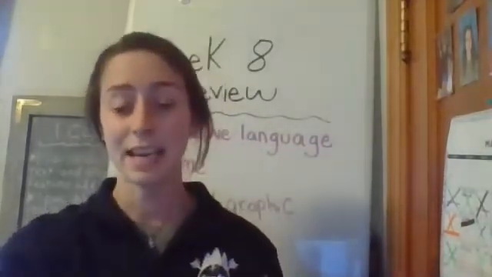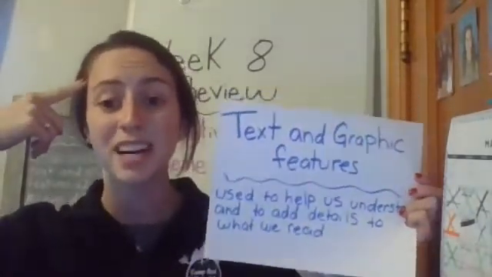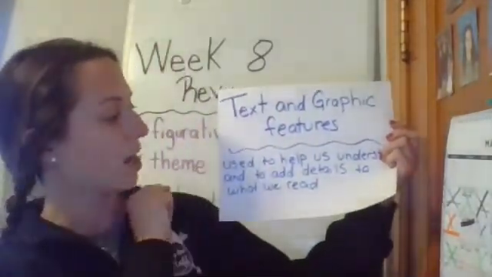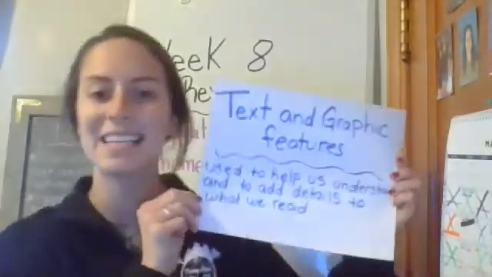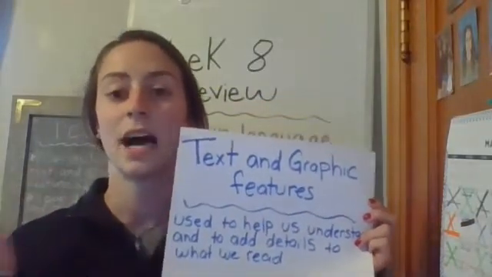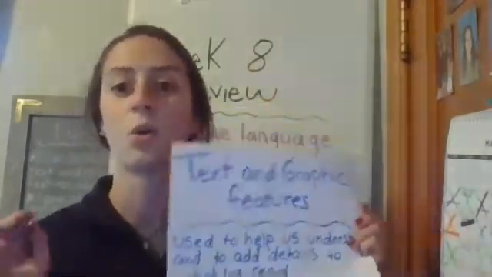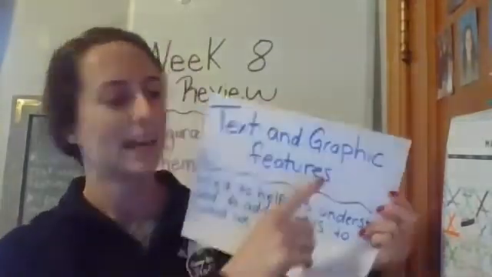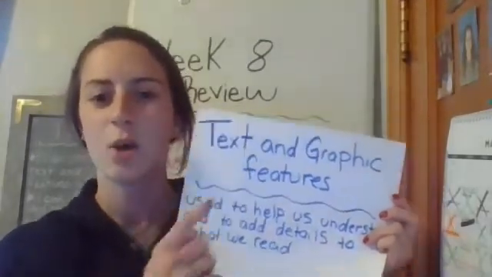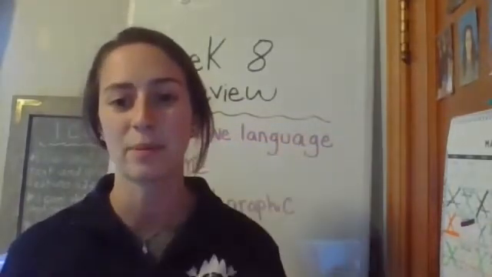All right, the next thing we're going to review is text and graphic features. This should be super fresh in your mind because I did a lesson on this last week. Text and graphic features are used to help us understand and add details to what we read. So if you remember, text features are things such as the title or captions on pictures or little sidebars on the side of a story or bold words or italicized words. And graphic features are things like pictures and illustrations and maps and graphs. Both of these help us add more detail to the story. They help us understand what's happening in the story.